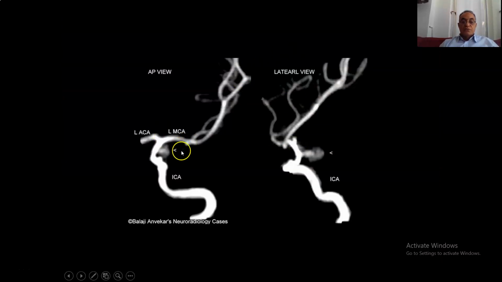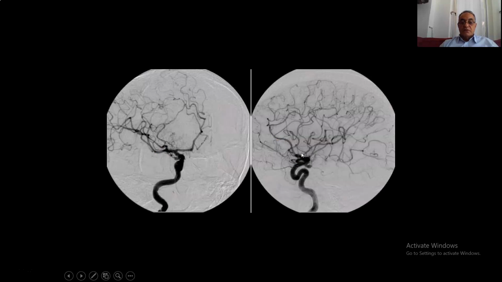Another view showing the PCOM aneurysm in a true angiography in the communicating segment of the internal carotid, the posterior communicating artery aneurysm. Another case you find this, the aneurysm, posterior communicating artery.